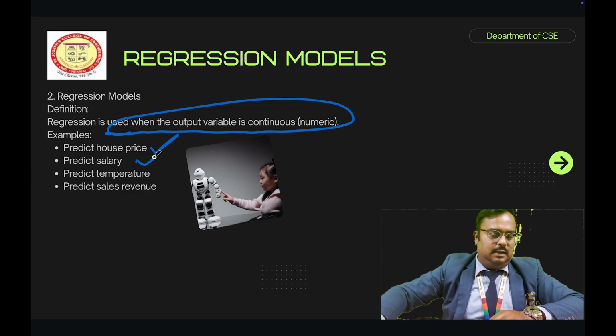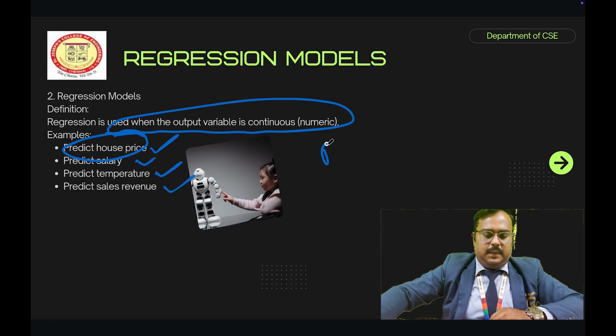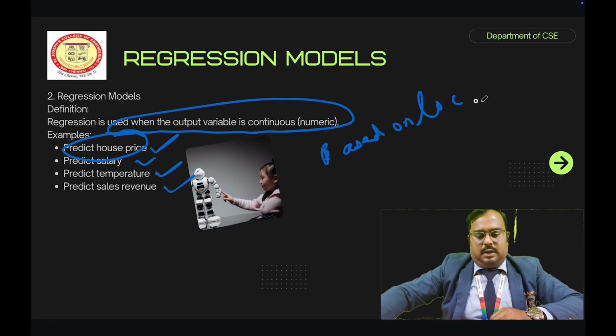So let us consider predicting house price. What is meant by predicting house price? It is nothing but predicting the house price based on the location and square feet. Suppose our flat or house is in Adyar, then the house price differs, right? Suppose it is in Siruseri, then the price differs based on the location and square feet.